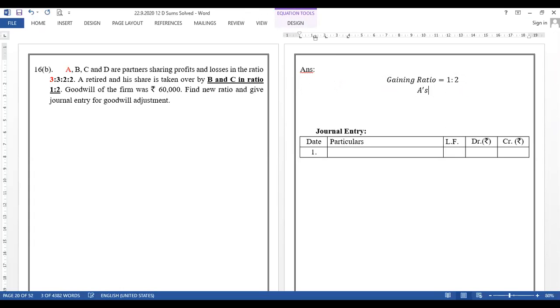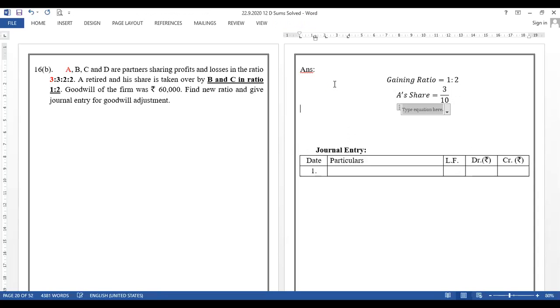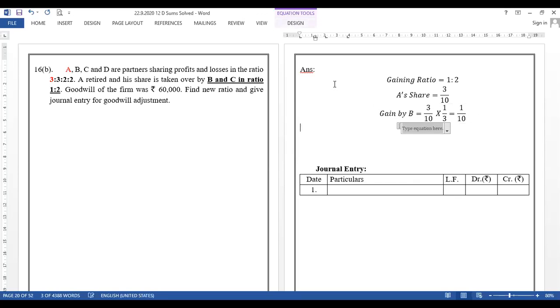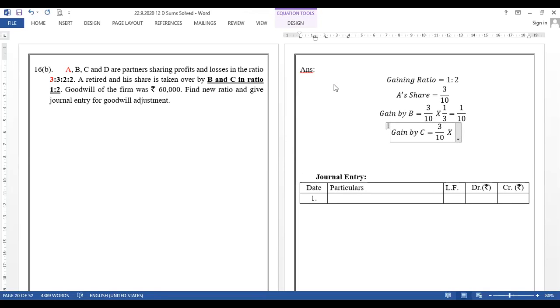Who is the retiring partner? A. So A's share कितना है वो देख लो. That is 3/10. Okay, so let us calculate gain by B. Correct. So that is 3/10 into 1/3. Okay, so this will be 1/10. In a similar way, gain by C is equal to 3/10 ka 2/3. Okay, so this will be equal to again 2/10. So we have the gain with us.